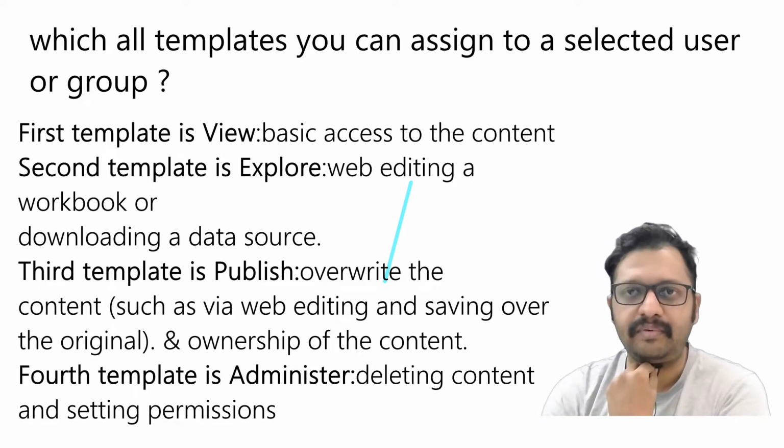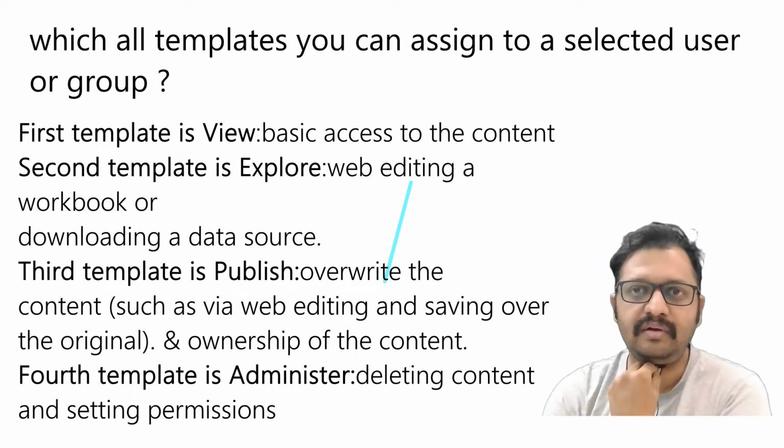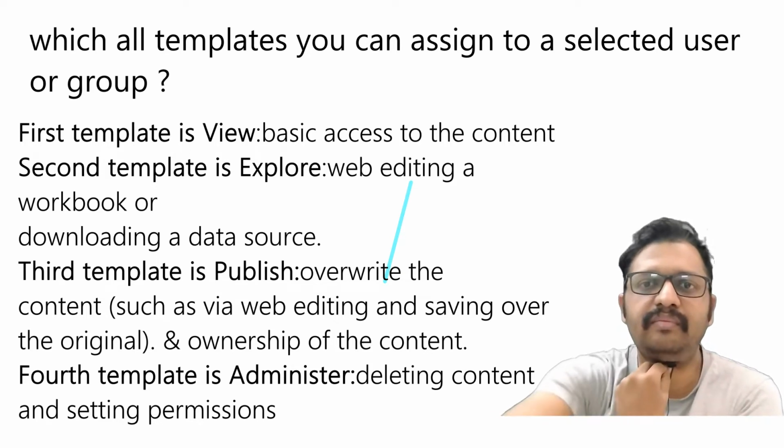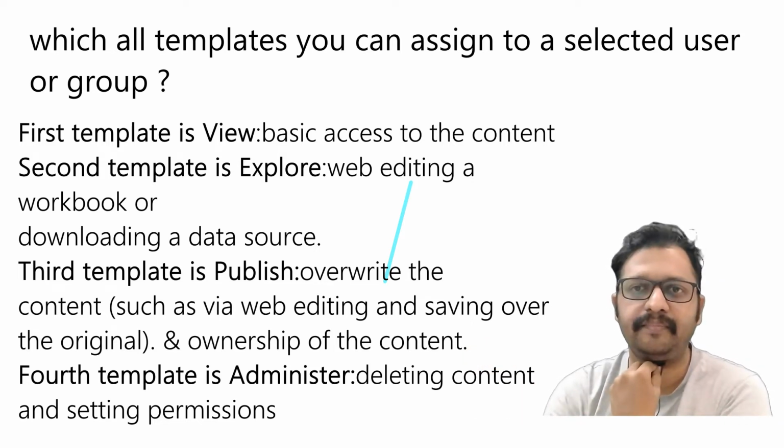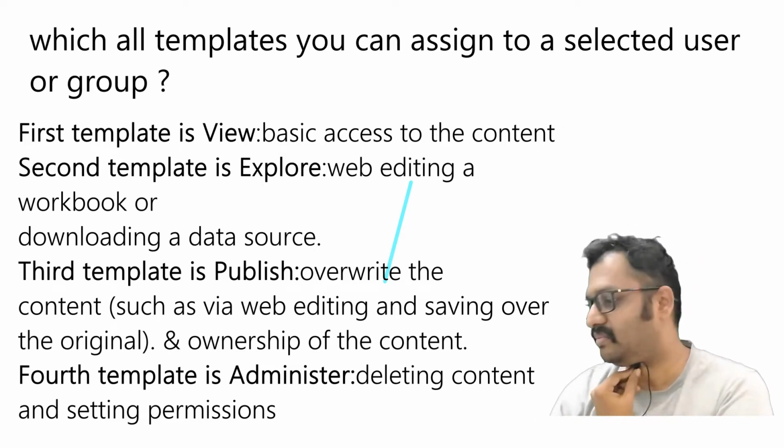The third template is Publish, which allows the user the ability to overwrite the content. This will also give them the ownership of the content. And the fourth template is Administrator, which allows the user the ability to manage the content, such as deleting it and setting the permissions.